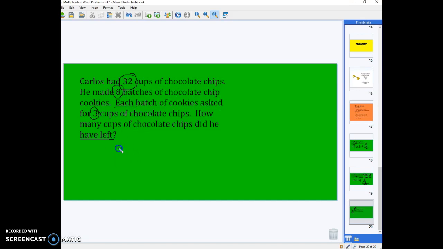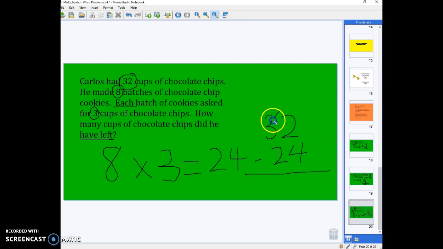Okay, 8 batches. He made 8 groups of, and each of them asked for 3 cups of chocolate chips. 8 times 3 is 24. So that's how many cups of chocolate chips he used. So now we have to figure out how much he has left by doing our subtraction. 32 minus 24. 2 minus 4 can't do. 12 minus 4 gets us 8, and 2 minus 2 is just 0. So he had 8 cups of chocolate chips left.